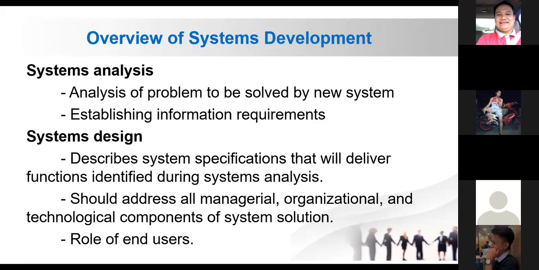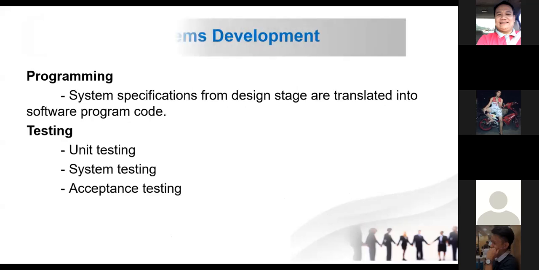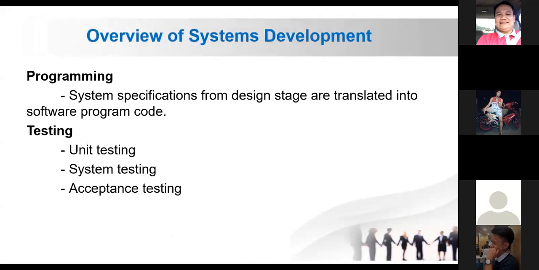Systems design. System design is the overall plan or model that shows how the system will meet its information requirements, like a blueprint of a building or house. System design consists of all specifications that give the system its form and structure. Programming. During the programming stage, system specifications that were prepared during the design stage are translated into software program code.